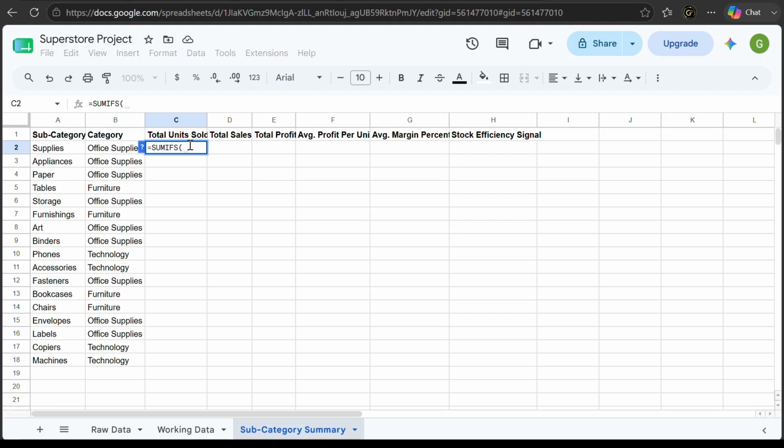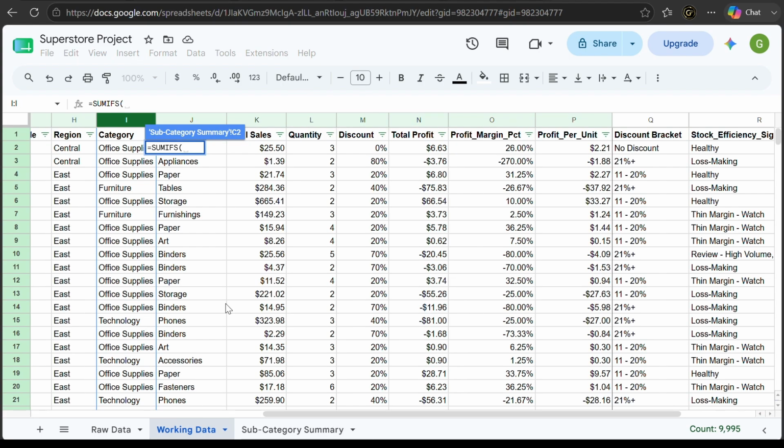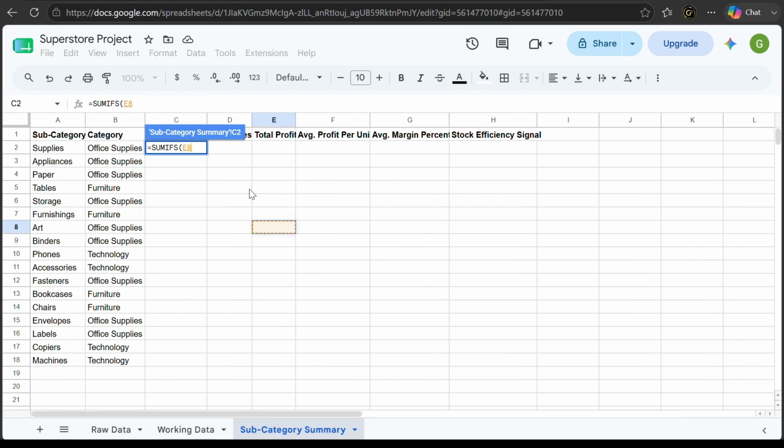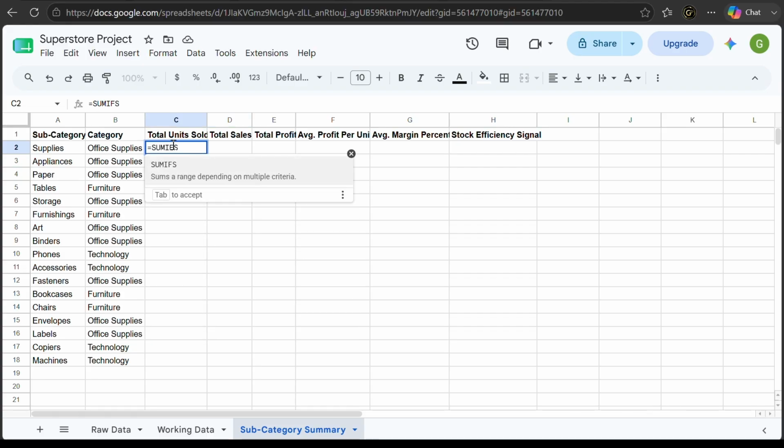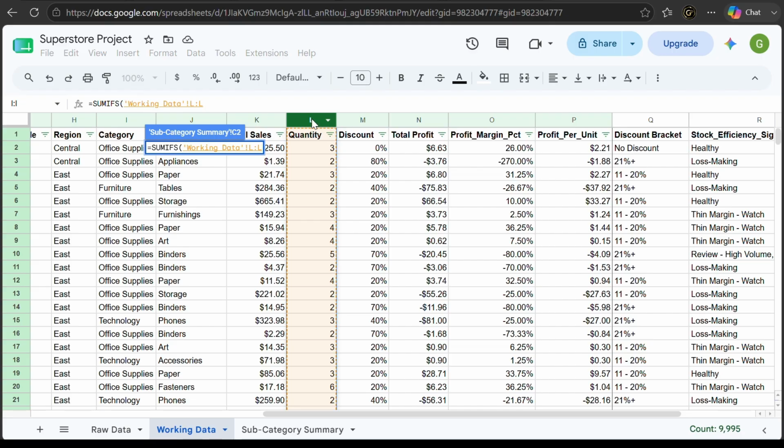Now, how does the SUMIFS work? We want to look for this particular category, supplies. Oh, total units sold is quantity, so we're looking at quantity rather. So I'm going to say SUMIFS, go to our quantity range. That's column L. I'll put L2 because I want to start from the very first entry that is here.